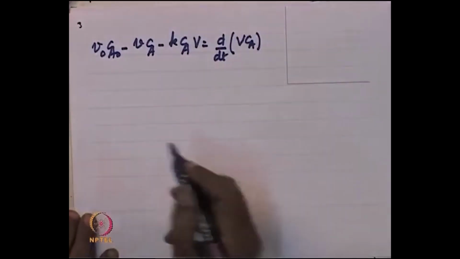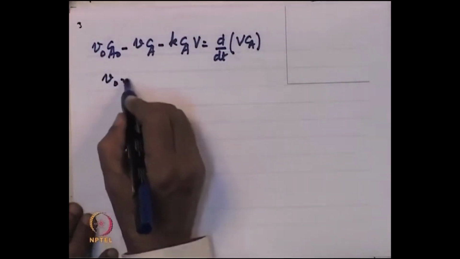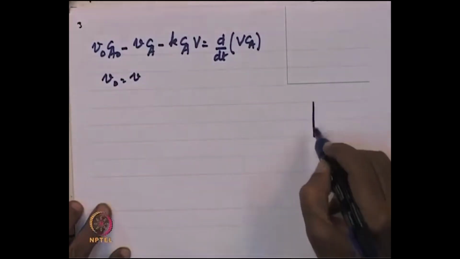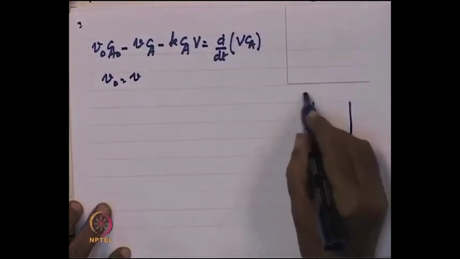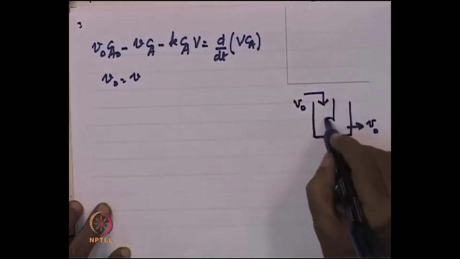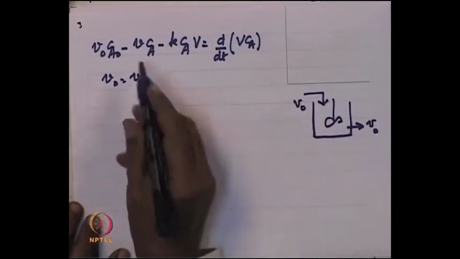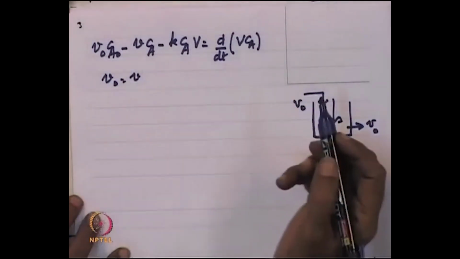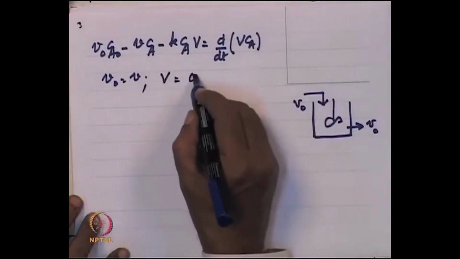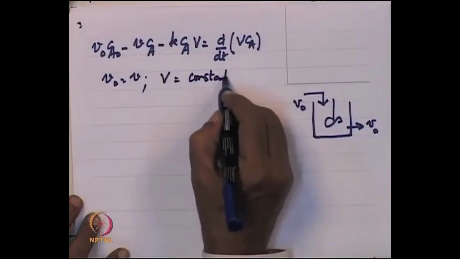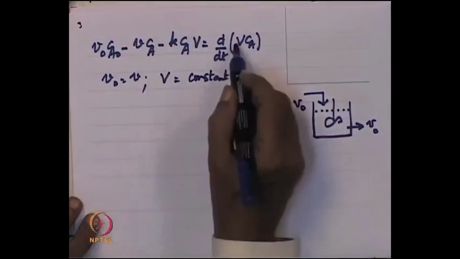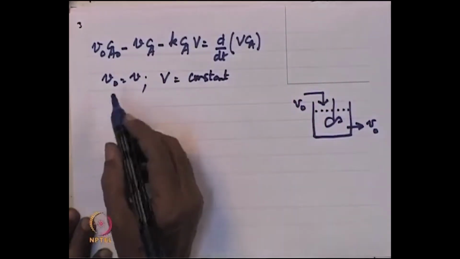We can say that V naught equals V, which means the flow at the inlet is V naught and the flow at the outlet is also V naught. This is what we typically expect. Then we assume that capital V is constant, which means that the amount of fluid in the equipment remains constant. So, V can come out of the derivative.